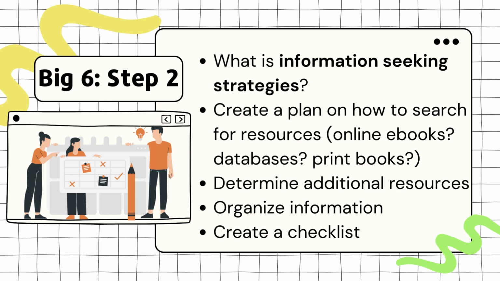Big Six Step 2 is information seeking strategies. Okay, now that you have your topic, you have defined your question, what you need to do now is create a plan. How are you going to find your resources? What are you going to use? Are you going to use online ebooks, databases, print books? What's the best fit for you? Figure out some additional resources that you may need. Do you need videos? Do you need photographs? Now you're going to also organize your information and you're going to create a checklist.